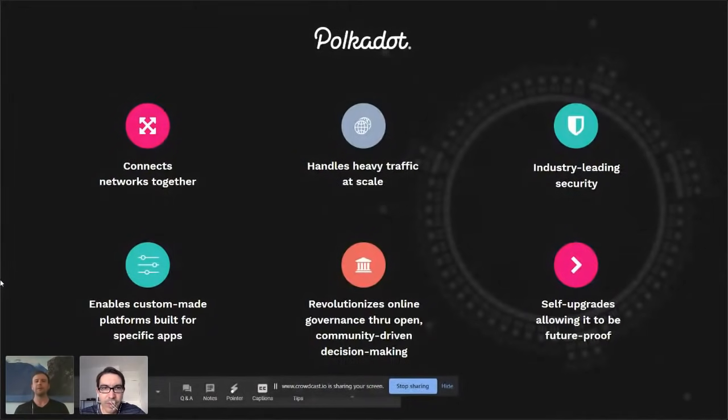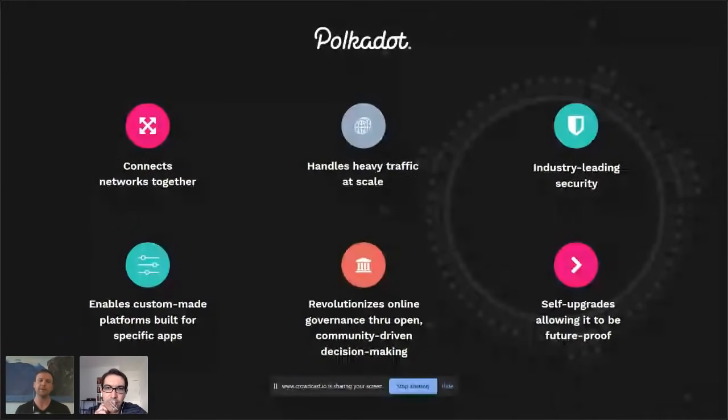So using the same framework that Bill went through to explain to you all the existing problems with current blockchain networks, let's use that same framework and walk through the different problems that Polkadot is solving in a very simplified manner, starting with connecting networks together, or interoperability.